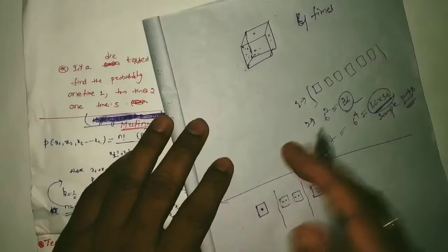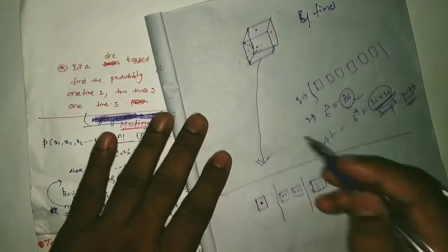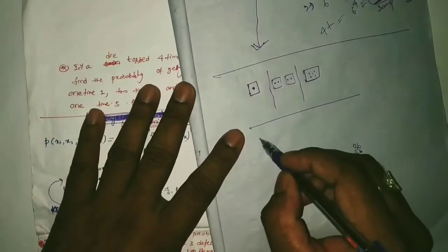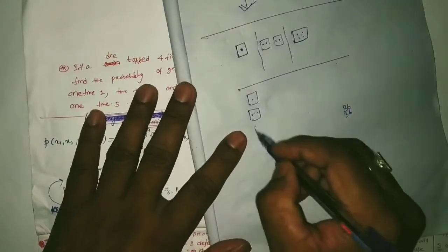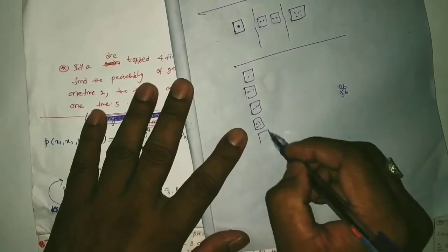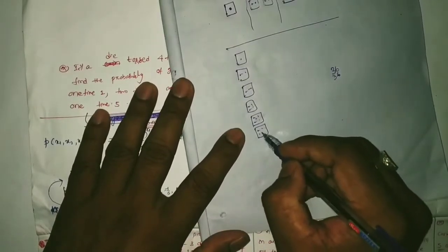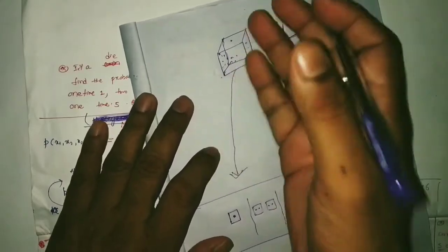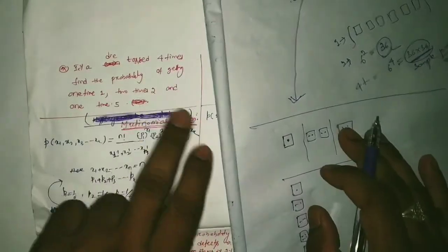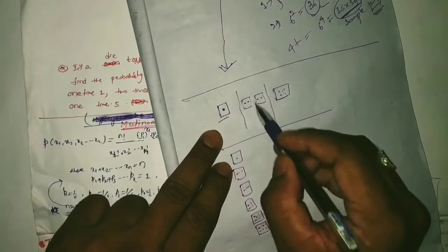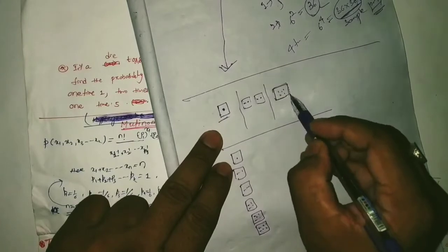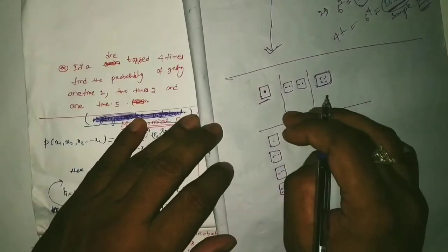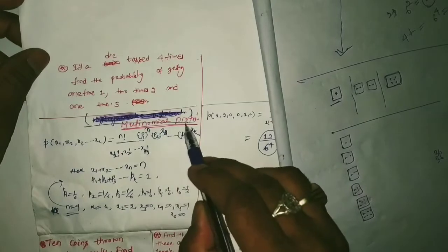So here you can see that if a die is going to be tossed 4 times, each time it can be 1 or 2 or 3 or 4 or 5 or 6. Any number can come up on the face. But in the question it has been asked that 1 time it will be 1, 2 times it will be 2, and 1 time it will be 5. What will be the probability? If we get this type of question, it will go for the multinomial distribution.